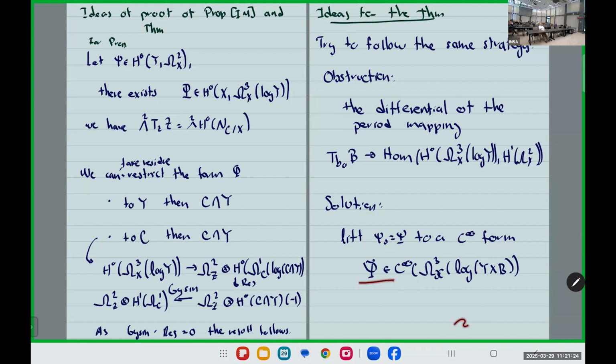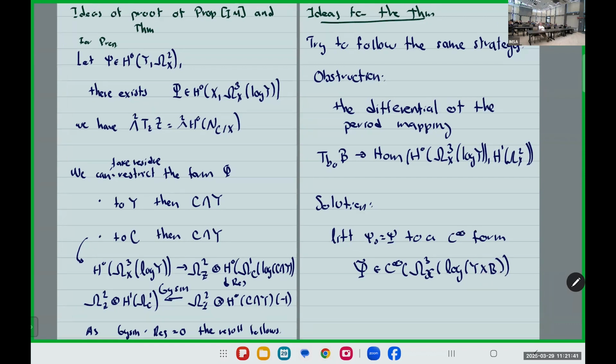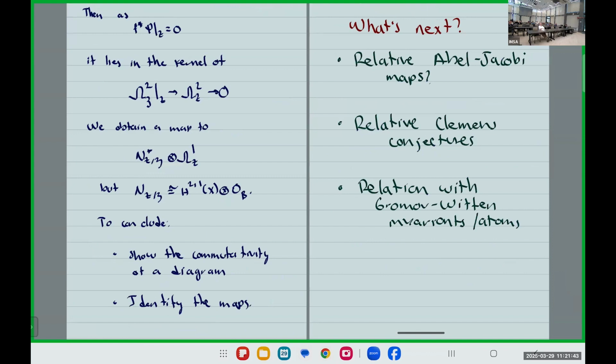So this is going to be a C infinity form that lives in the total space of the Grassmannian deformation, and this is going to have poles on Y and also on a small neighborhood of the fixed point on the base, on the Grassmannian base. So now, doing this, we know that if you restrict fiber-wise, this is going to be Lagrangian, so this form is going to be 0, and it will lie in the kernel of this map.